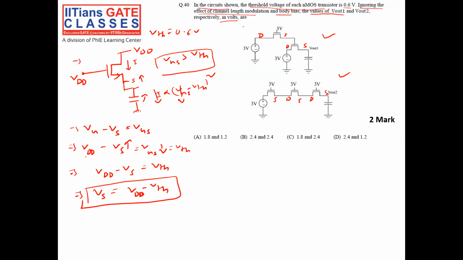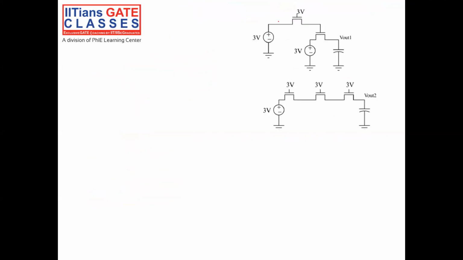Now you come to this question. You see, now I am applying gate equal to 3 volt, right? This is my drain, this is my source. Suppose there is a capacitance already there. The capacitance is called intrinsic capacitor, which is not shown, but it is there.